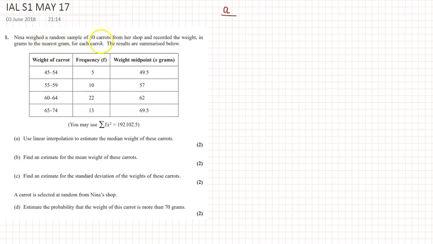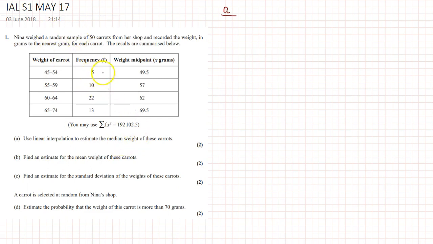Nina weighed a random sample of 50 carrots from her shop and recorded the weight in grams to the nearest gram for each carrot. The results are summarized as below. Use interpolation to estimate the median.